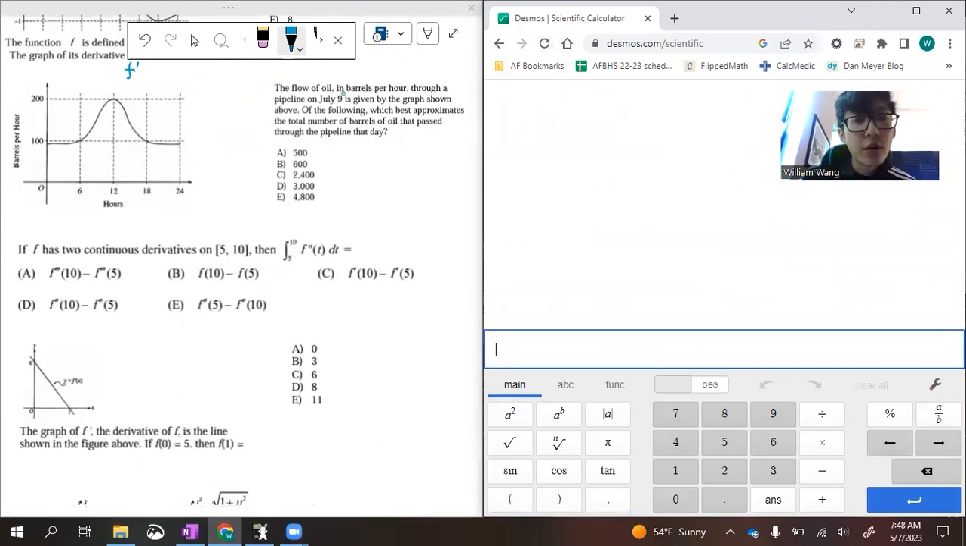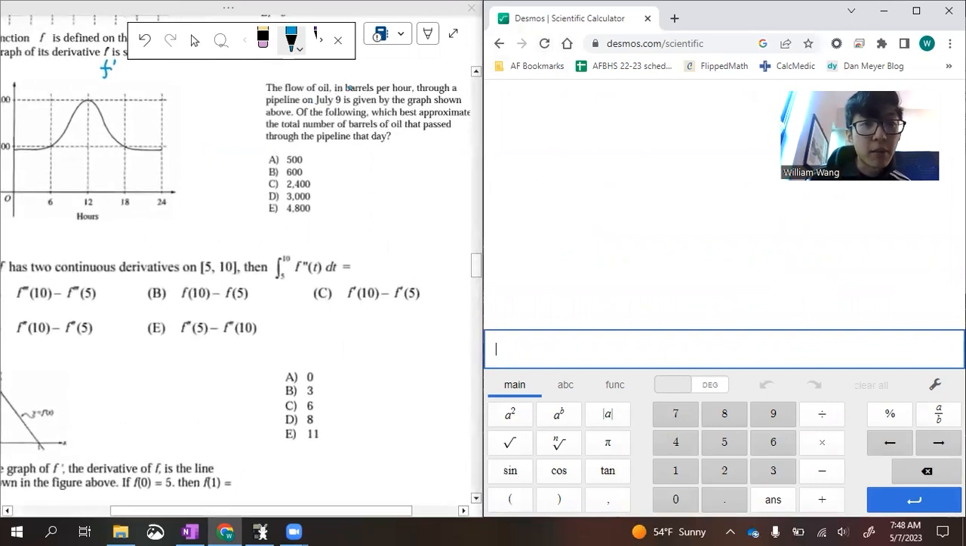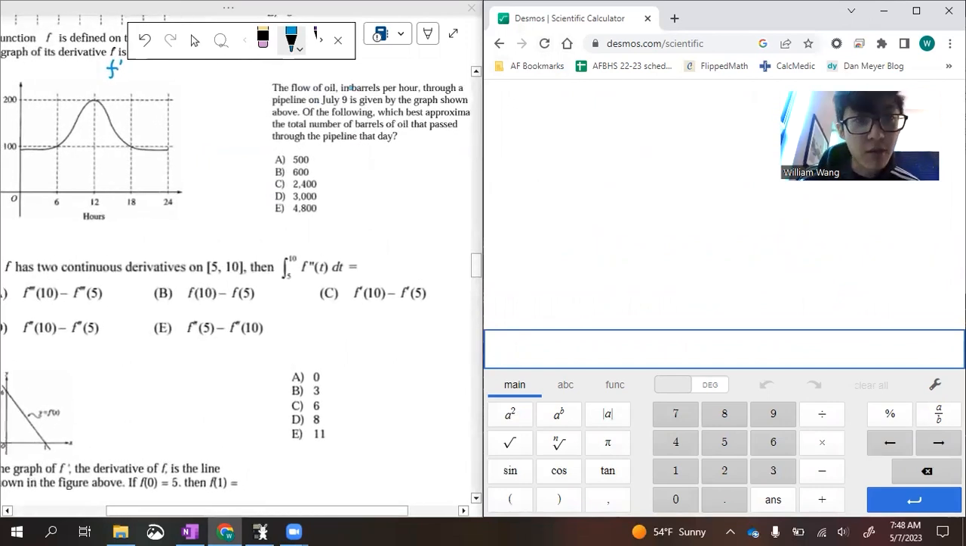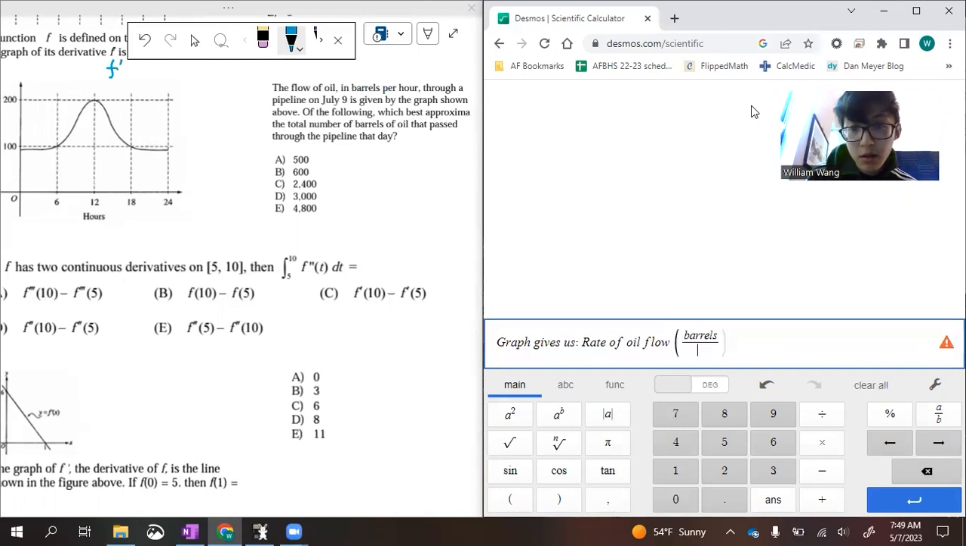Right. The flow of oil in barrels per hour through a pipeline on July 9th is given by the graph shown above. Of the following, which approximates the total number of barrels of oil that passed through the pipeline that day? Okay, well, let's think about it this way. The graph gives us the flow of oil in barrels per hour. So I'm going to say rate of oil flow, barrels per hour.